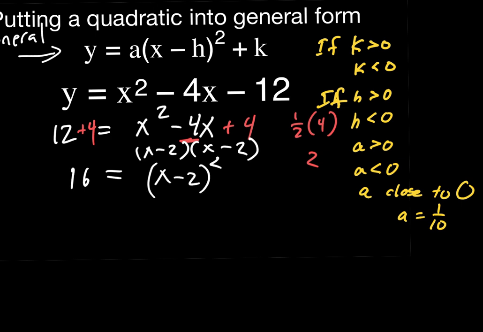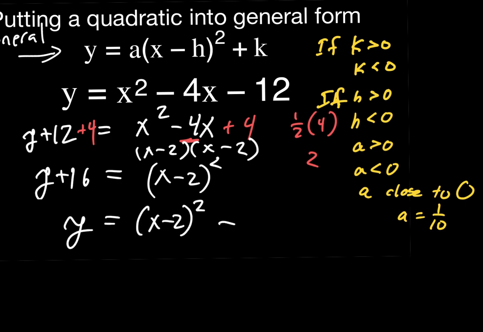Oh, my Y is still over here, by the way. Y plus, right there. I just forgot to write the Y. Plus 12 plus 4, so Y plus 16, and then I'll rewrite that as Y equals parentheses X minus 2 squared minus 16, because I just subtracted the 16 from both sides. My vertex of my parabola is at the point (2, -16).